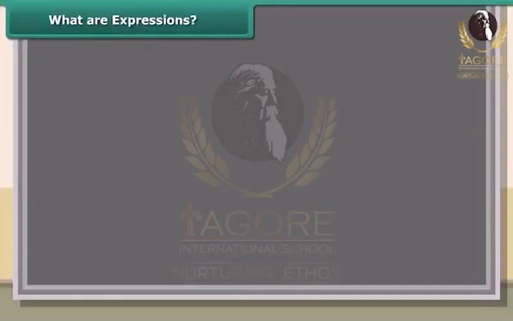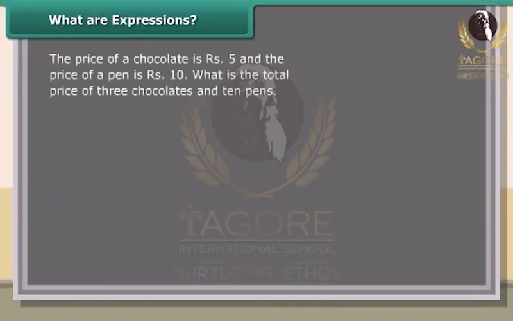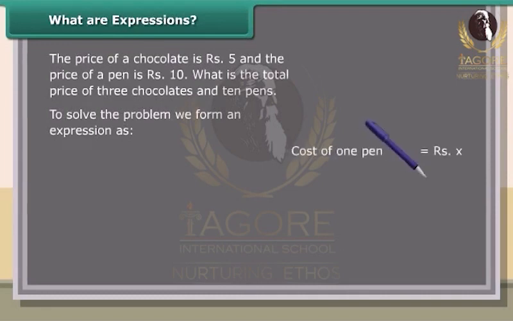What are expressions? The price of a chocolate is ₹5 and the price of a pen is ₹10. What is the total price of 3 chocolates and 10 pens? To solve the problem, we form an expression. Cost of 1 pen is equal to ₹X. Cost of 1 chocolate is equal to ₹Y.